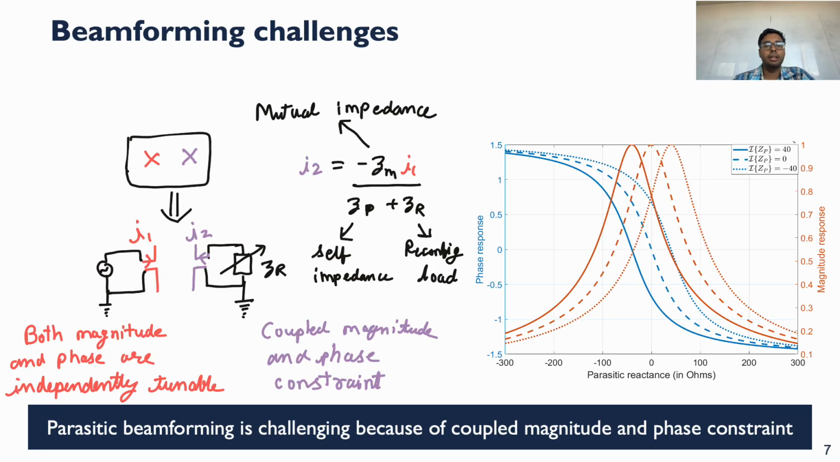So what's the catch? Let's discuss the beamforming challenge. Usually we can control the signal strength and phase independently for an active antenna. But in a parasitic element, the signal's magnitude and phase are coupled together. So in this plot you can observe this coupled magnitude phase constraint which complicates the beamforming optimization problem.